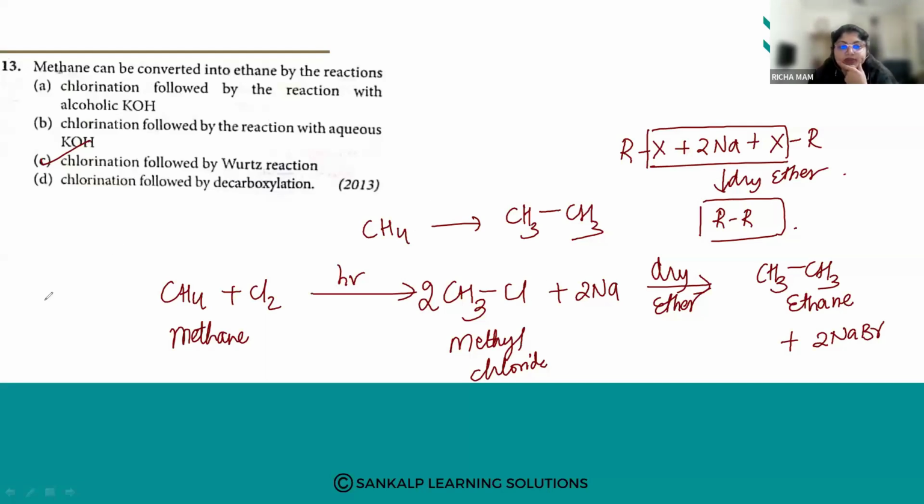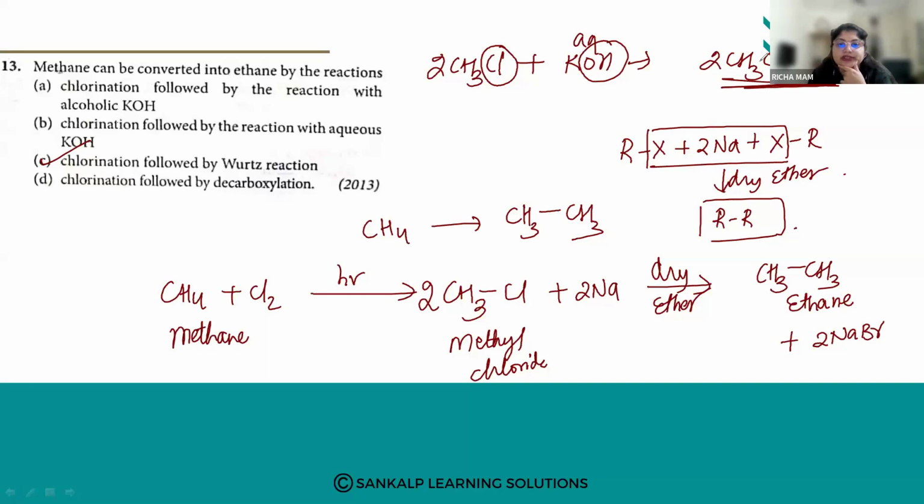If we react it with KOH, okay, Murli has answered it as B. So if you react it with aqueous KOH, we are going to get CH3OH, a methanol, an alcohol. We are going to substitute the Cl with OH. So we are not going to get ethane. So option number C is the answer. If we react it with aqueous KOH, Cl will be replaced by OH, so we get the alcohol, methanol. We are not going to get ethane. Our desired product is ethane. So we have to get the ethane. Okay, fine.